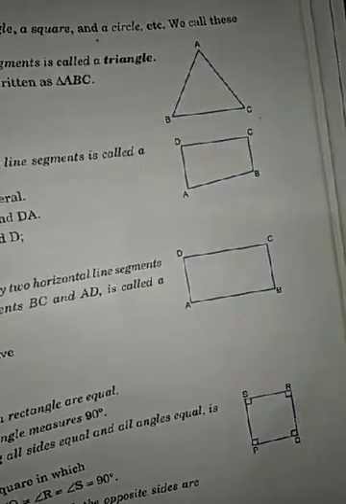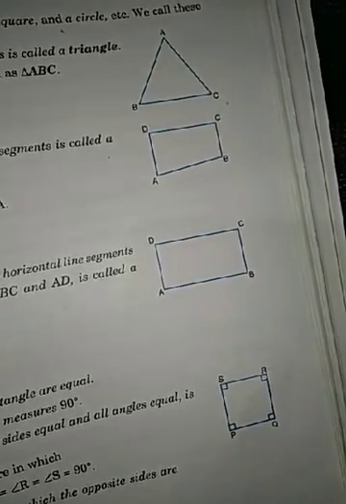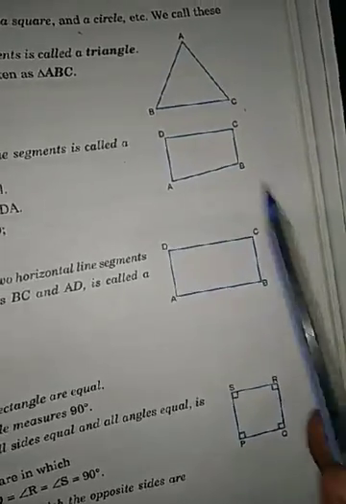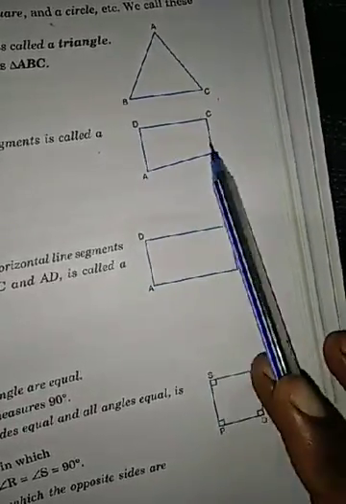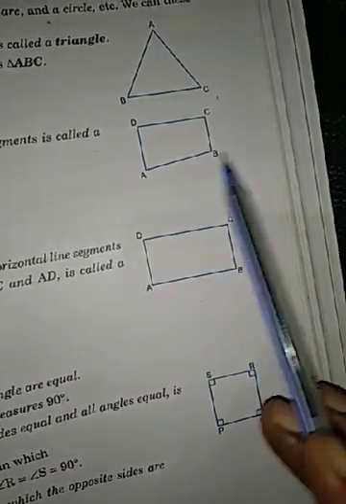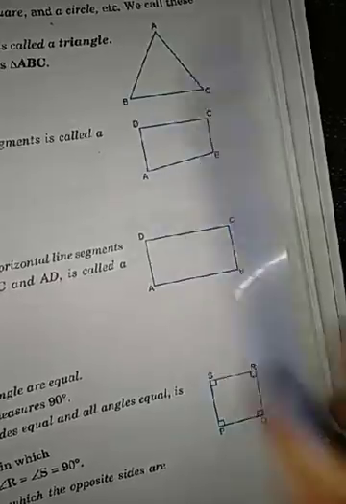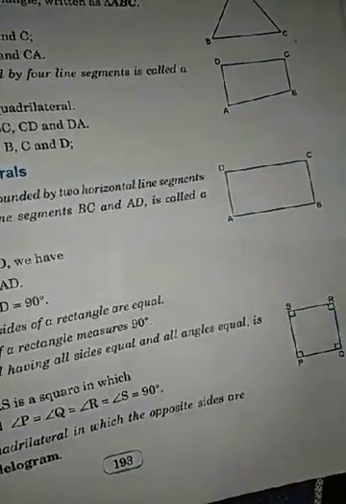Now, quadrilateral. A plane figure formed by four line segments is called a quadrilateral. Here, ABCD is a quadrilateral. It has four sides AB, BC, CD, and DA. It has four vertices, namely A, B, C, and D. Various types of quadrilaterals are there. First one is a rectangle.